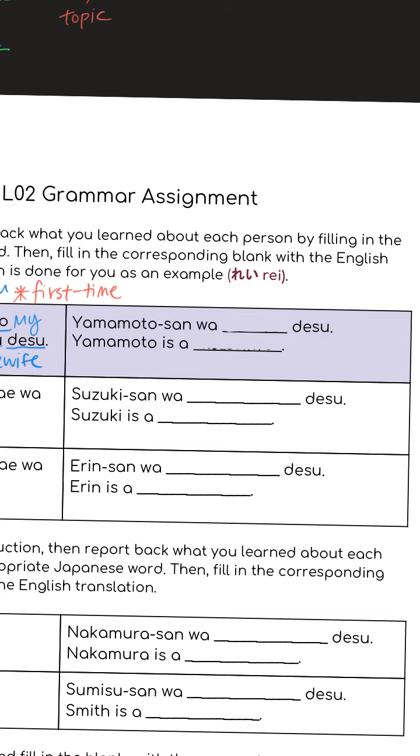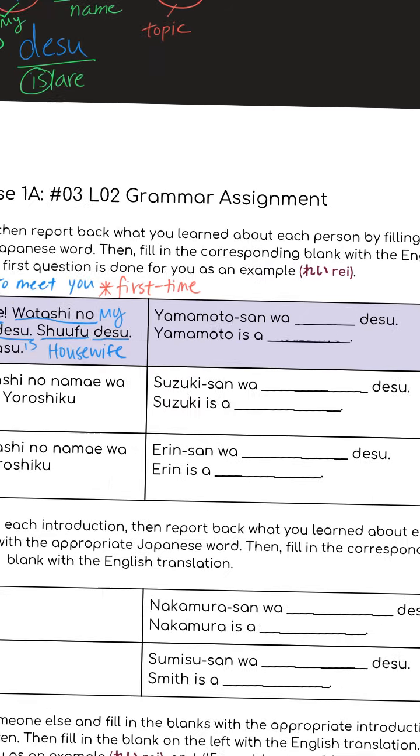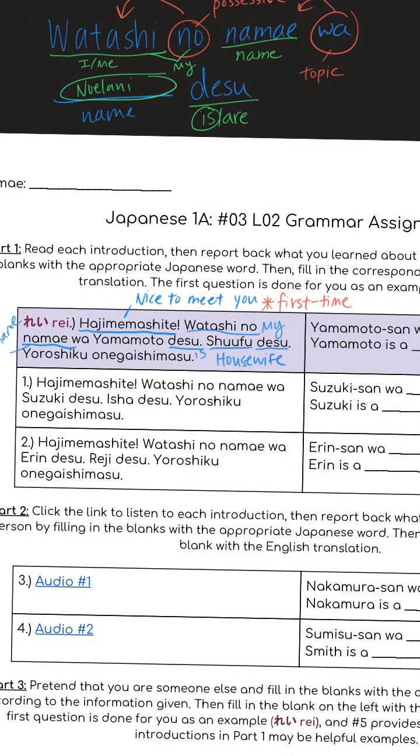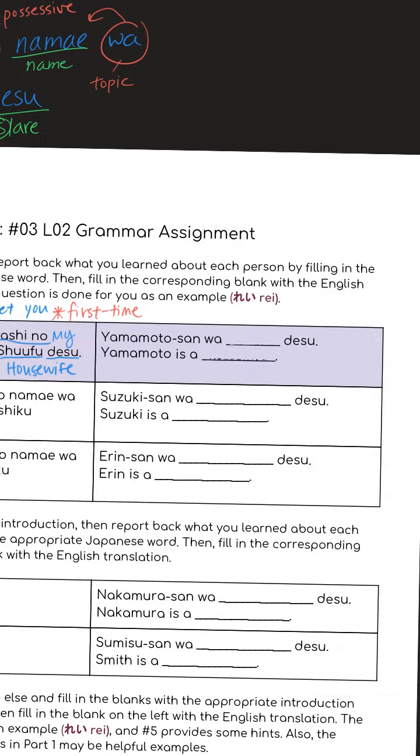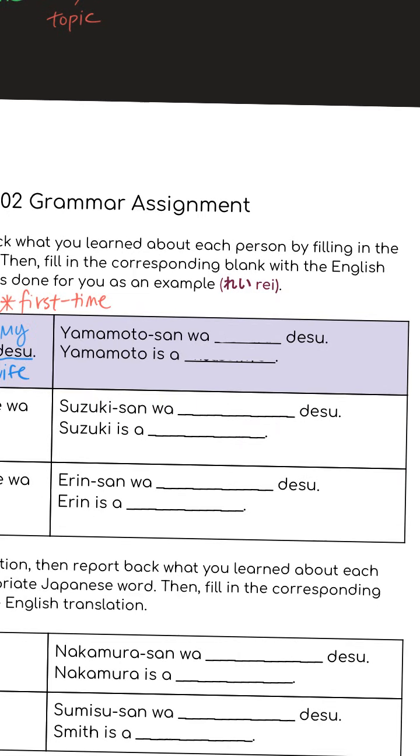Let's see. Yamamoto-san wa blank desu. So if we want to break this down, Yamamoto-san is the name of the person giving the introduction. If you are introducing yourself, you do not put san after your name. You just say, for example, Yamamoto desu. If you are talking about someone else, then you add san, kun, or chan to their name. In this case, we're just going to use san because that's a pretty overall general name suffix. It's polite, it's part of their culture, and if you don't use it, then people will look at you pretty funny.